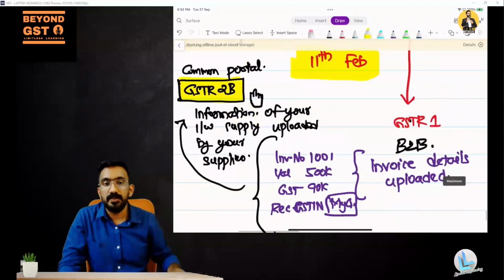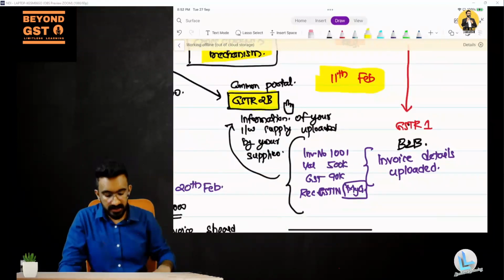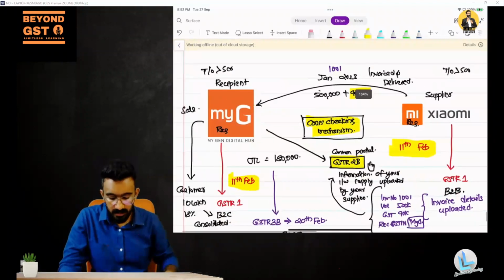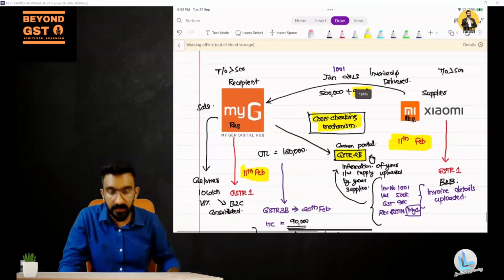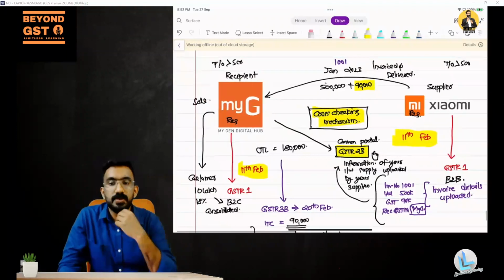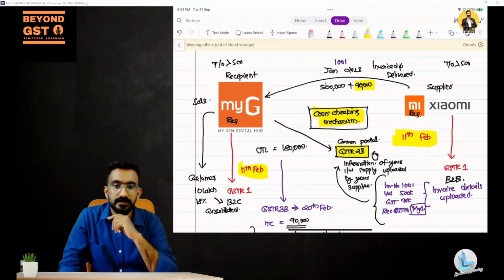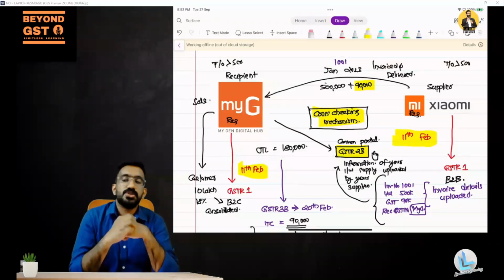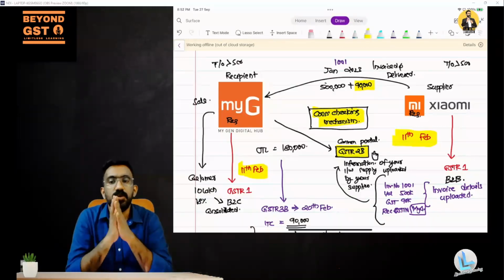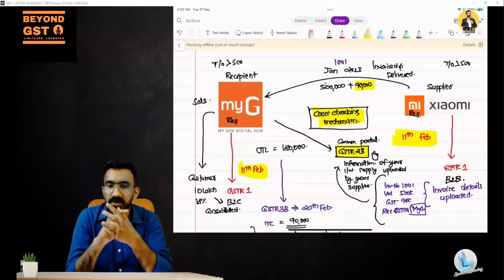Right? Before what date? If the supply is January supply, they have to upload this information on or before which date? 11th of February. You have to do this before 11th of February next month. Right? Okay. So when Xiaomi is uploading this, can Xiaomi upload consolidated details here, or whether Xiaomi has to give invoice-wise details here? Should they give the invoice-wise details?